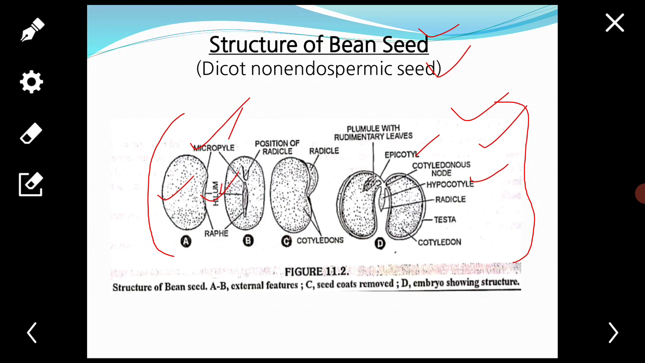There is a short ridge on the other side of the hilum. It is called the raphe. The bean seed has two seed coats. The outer seed coat is called the testa. It is hard, thick, smooth, and variously colored.